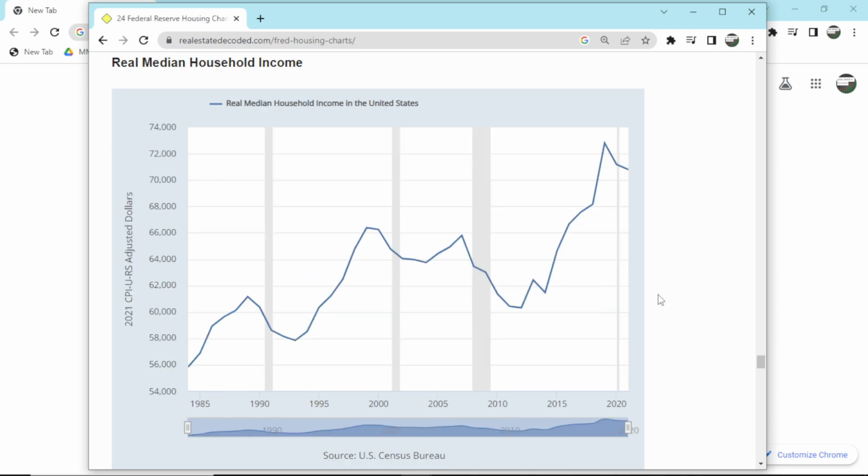Here we have real median household income. And anytime you see the word real, it indicates that it's been adjusted for inflation. And this chart shows that this data is a bit of a leading indicator for recessions.